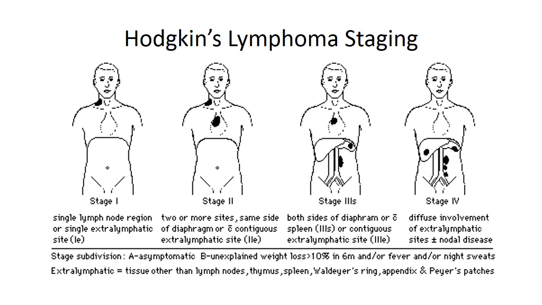Stage 2 is actually what my friend had. She had one in her cervical lymph node and also a lymph node around the heart area. And so 2 or more sites should be on the same side of the diaphragm or with a contiguous extralymphatic site. So that is stage 2. Stage 3 are on both sides of the diaphragm or with the spleen involvement or contiguous extralymphatic sites. And then stage 4 is diffuse involvement of extralymphatic sites plus a nodal disease.